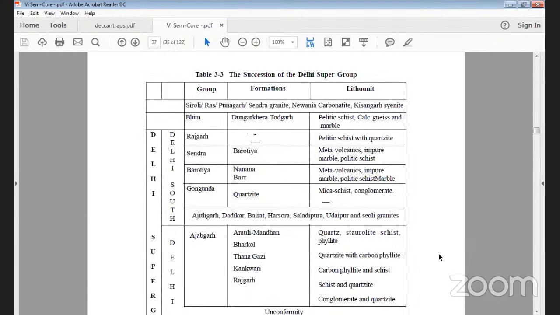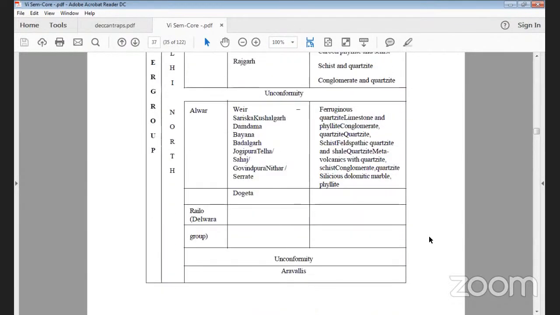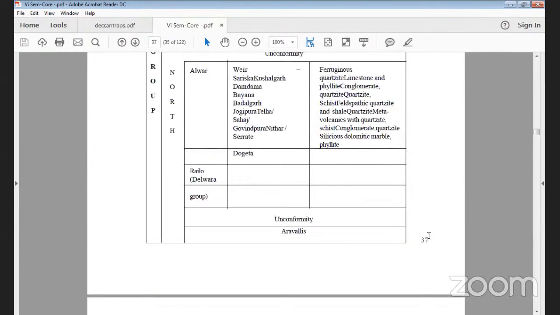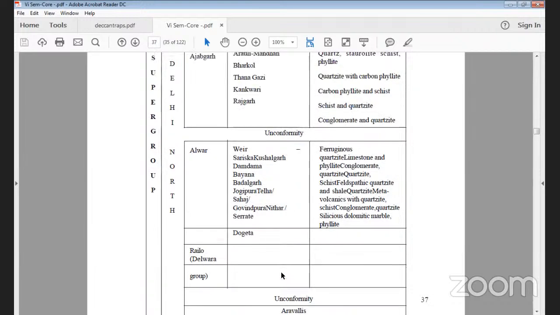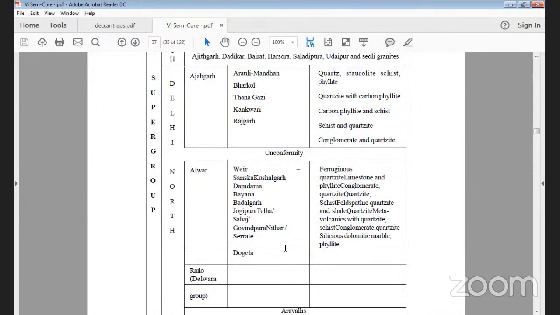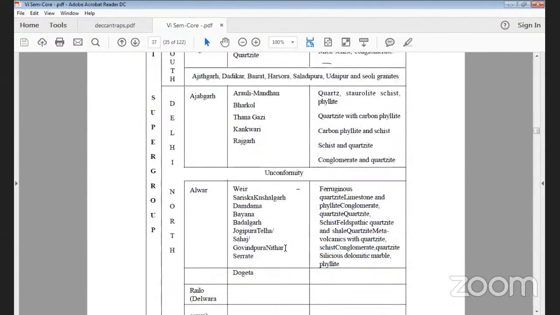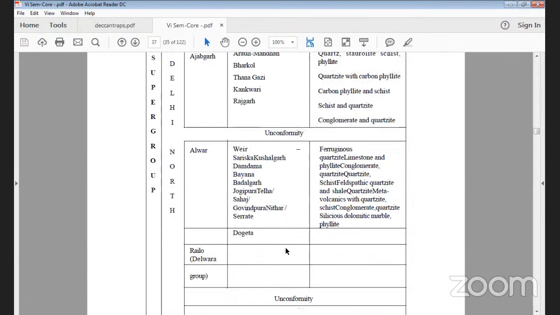Now you can see here the succession of the Delhi supergroup. We come from the bottom onwards. It's the Dilwara group. Before going to that, we see the Aravalli above the Aravalli unconformity. Then we come towards the Raialo group, and after that, the Alwar group. In the Alwar group, we see these formations.